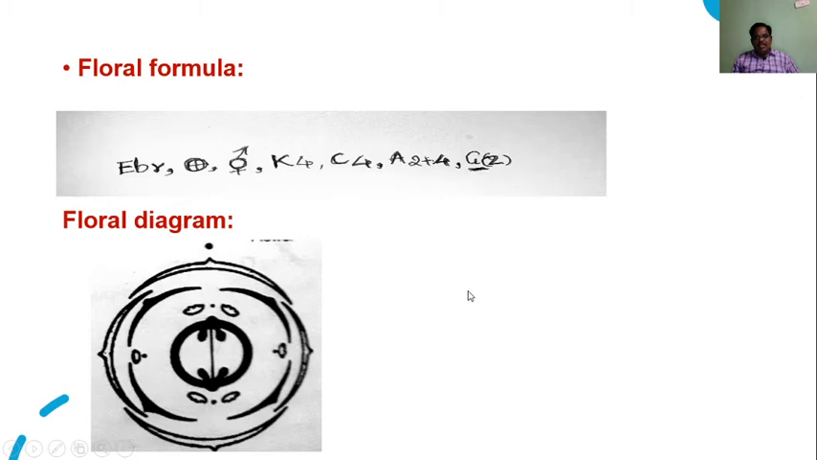The ovary is superior, so the gynoecium is below and the remaining floral parts are above the gynoecium. When you observe the floral diagram, what is the condition? Of these 4, the calyx shows the imbricate, that is quincunxial type of aestivation. That is, 2 sepals are on the outer side and 2 are on the inner side. It is known as the quincunxial type of aestivation.